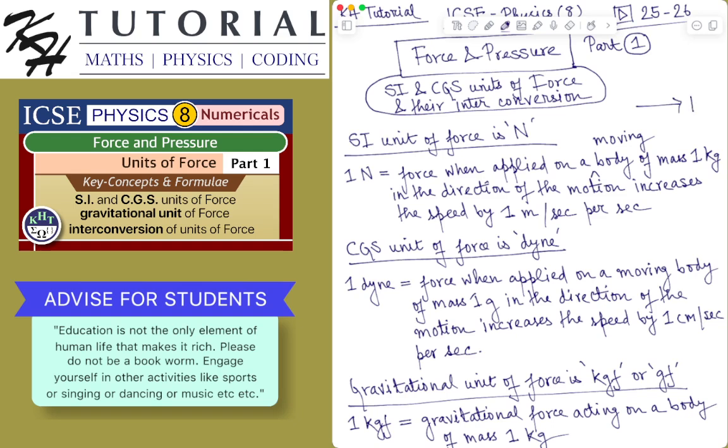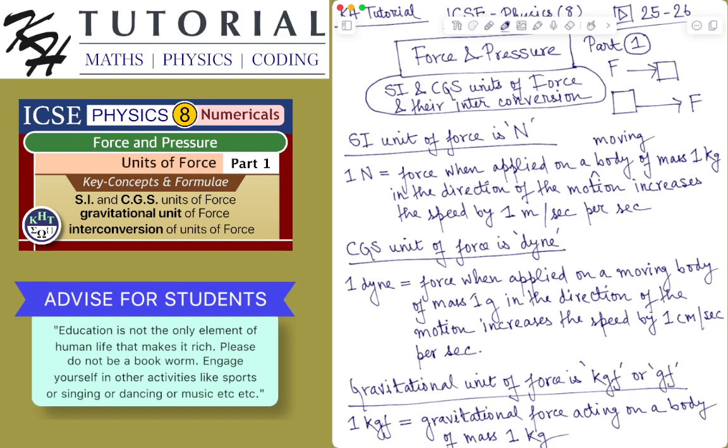So this is a force, and force is generally two types: a pull or push. For example, if this is a body, let's say this is a pull force. Similarly, if this is the body, this is a push force. Anyway, so this is 1 Newton. 1 Newton is the force when applied on a moving body of mass 1 kilogram in the direction of the motion, increases its speed by 1 meter per second every second.